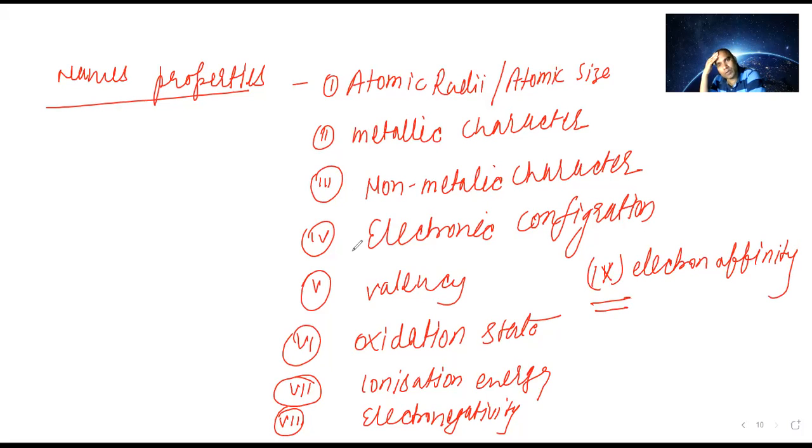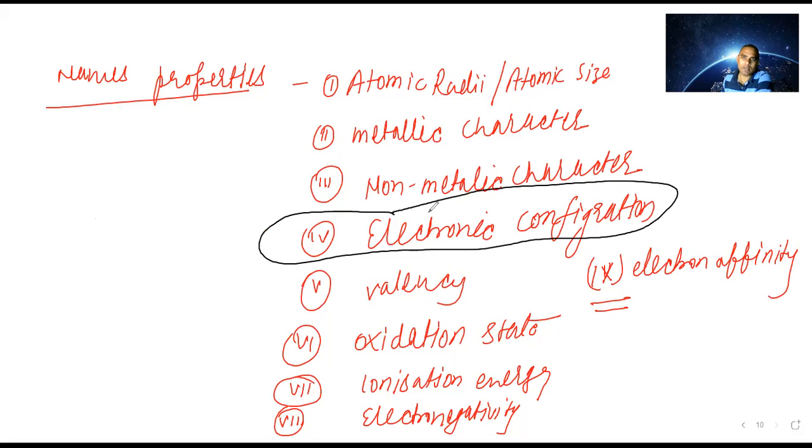So first of all, we are going to start from the electronic configuration. We'll start from the electronic configuration first, then we'll go for the size. So let's try to understand that first one: variation of electronic configuration.